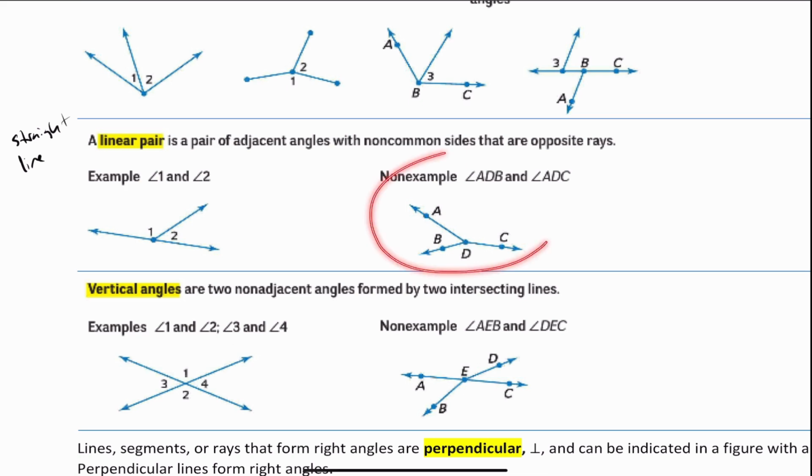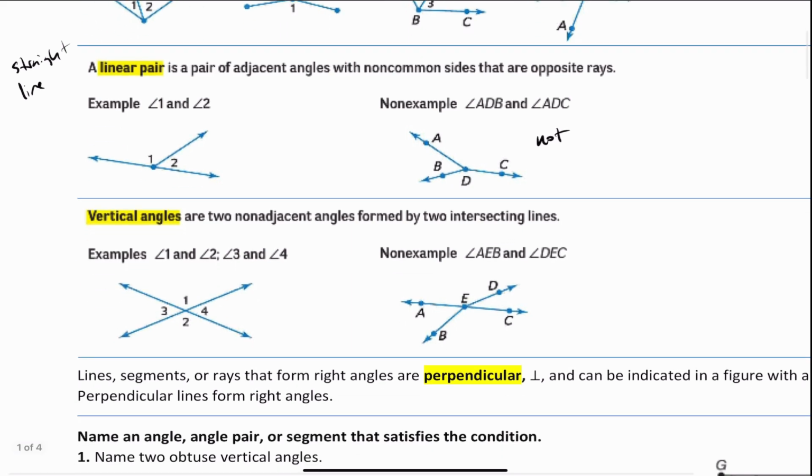This is not considered an example of a linear pair because you can see that, okay, well, here's angle ADB and angle ADC. They share a common point, common side, but we don't see those opposite rays. So this is not an example whatsoever. It's not a linear pair. You have to have opposite rays to be a linear pair.